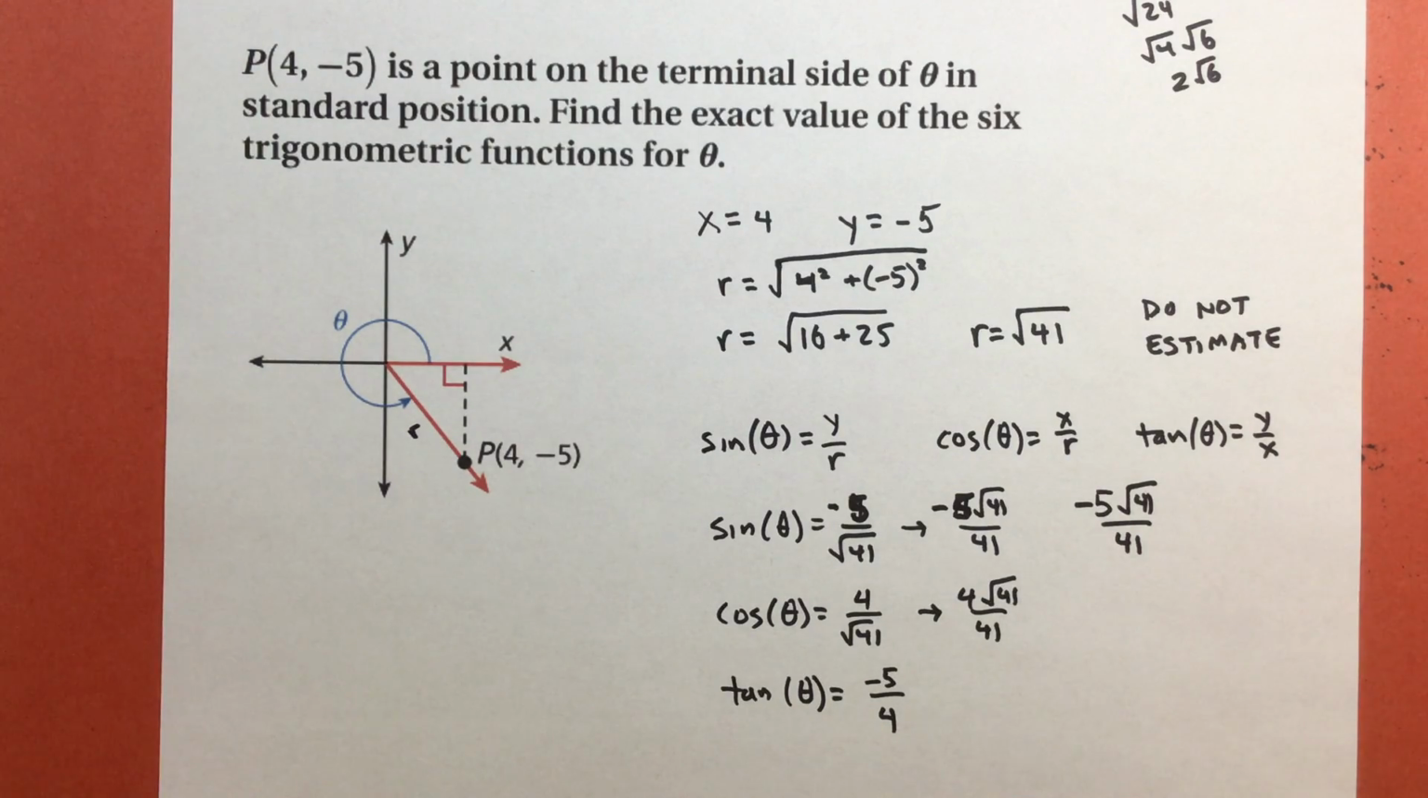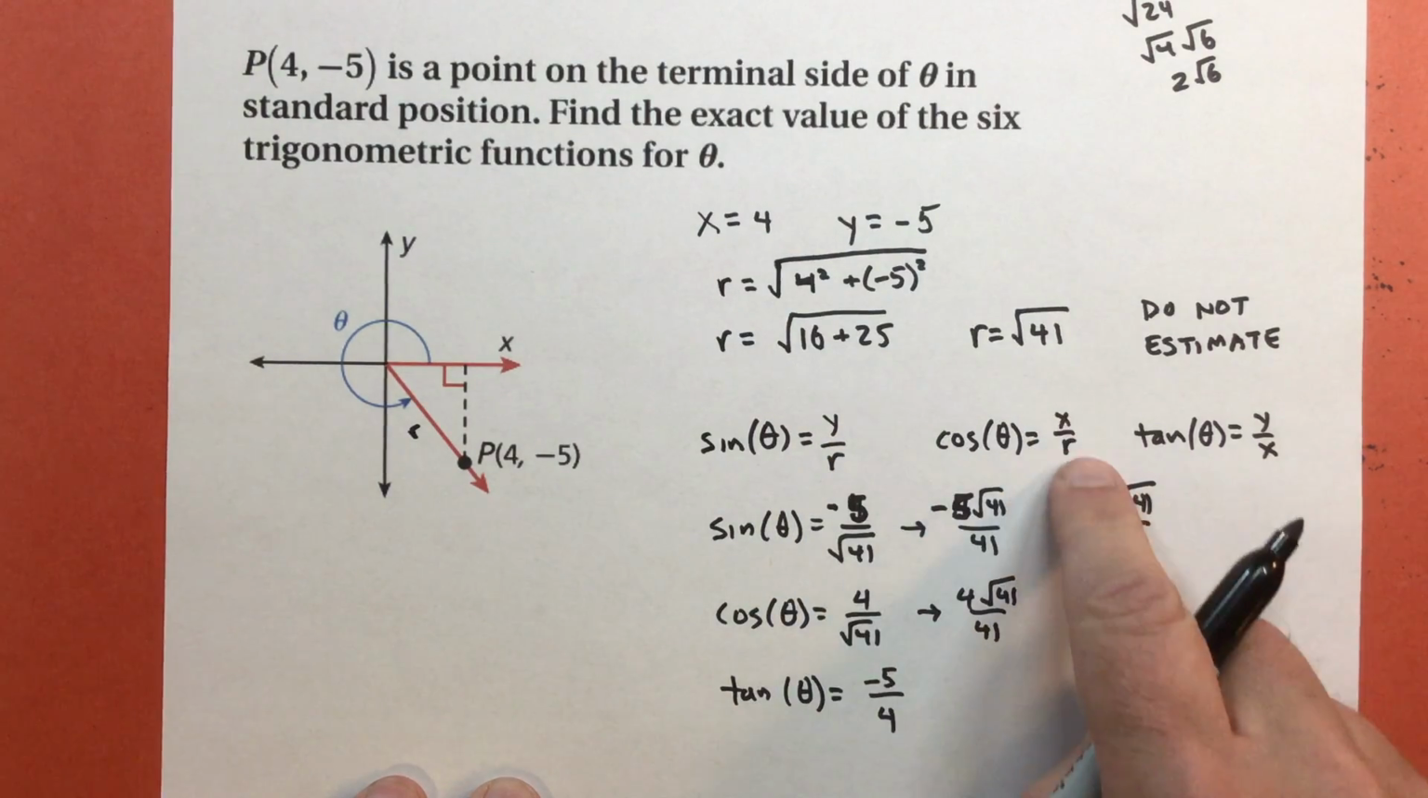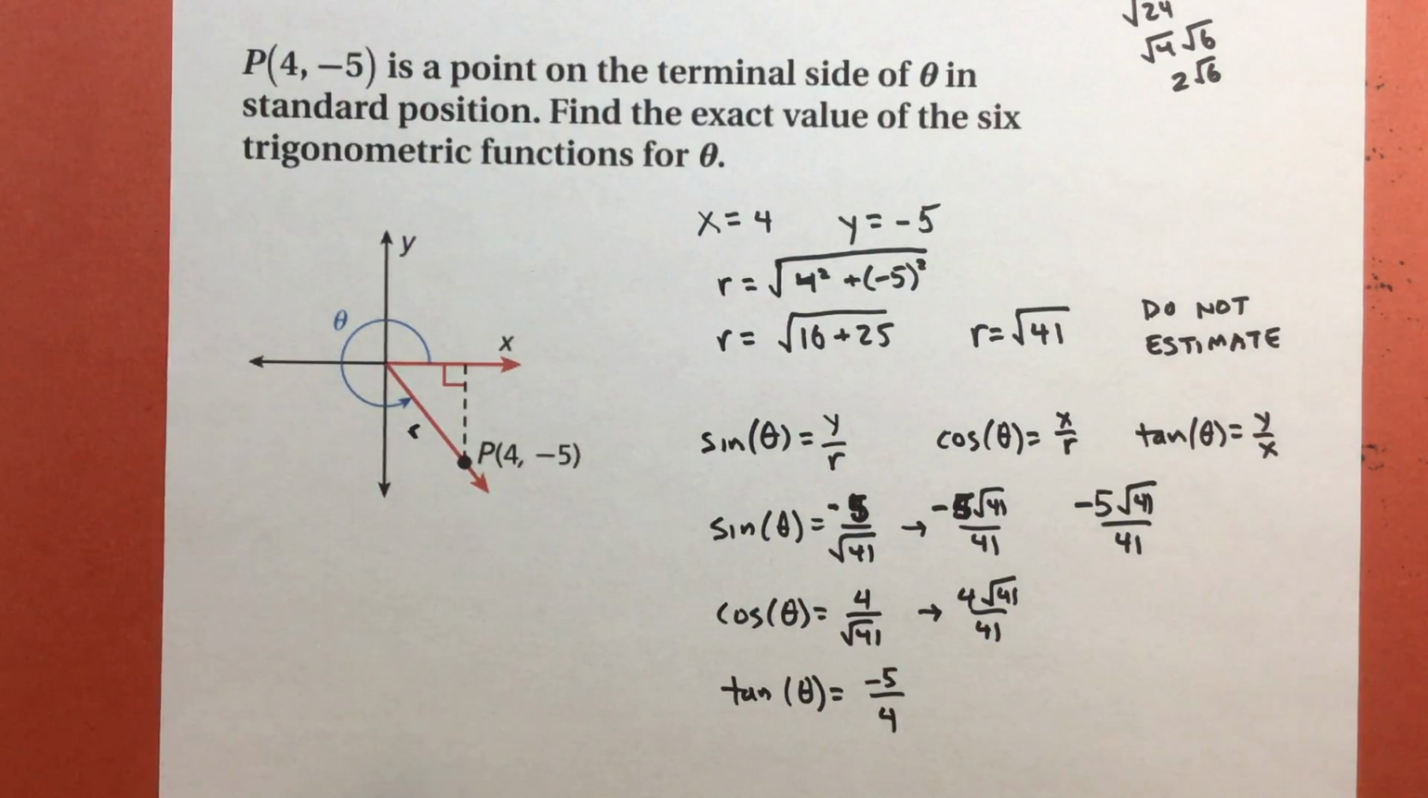Yeah, so hopefully when you're doing your work, you're not making a video with it, so your mistakes are not going to be recorded for posterity. But essentially what I did was I found what the r was, and then I just used y over r, x over r, y over x. At least that's what I should have done. And then found my sine, cosine, and tangent.